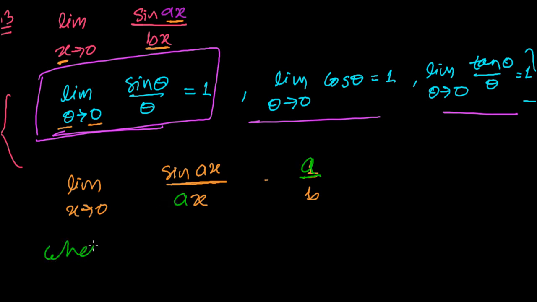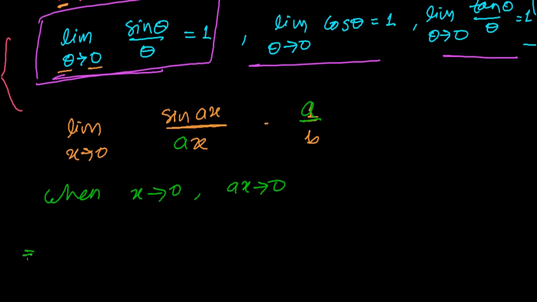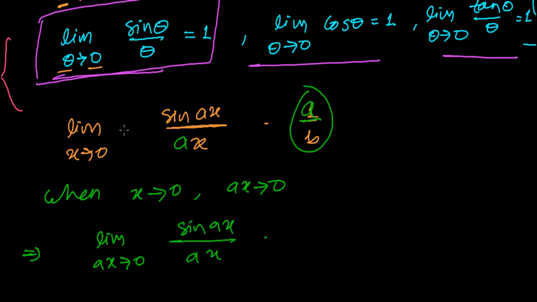And one more thing: when x tends to 0, when x is very close to 0, that's actually x is almost equal to 0 but not exactly 0, you know that it's an approaching value, x is approaching 0. So when x is approaching 0, definitely ax will also approach 0. At that time I can say that limit, when x tends to 0, ax also tends to 0, and sine ax divided by ax times this a by b. So this a by b is as it is, a by b.